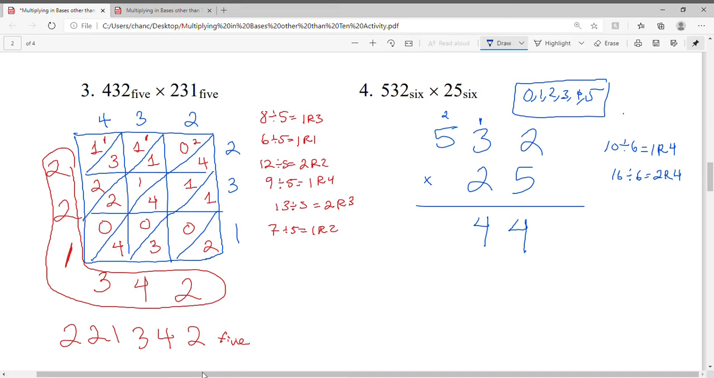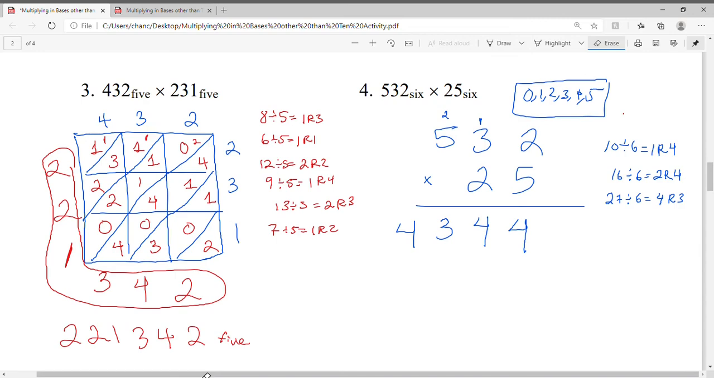5 times 5 is 25, plus 2 more, that's 27. 27 does not exist. Divide that by 6. I get 4, remainder 3. Put a 3 down here, and then we'll carry that 4 to the front. So we have done our first multiplication with the 5.